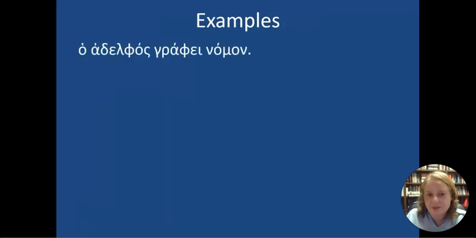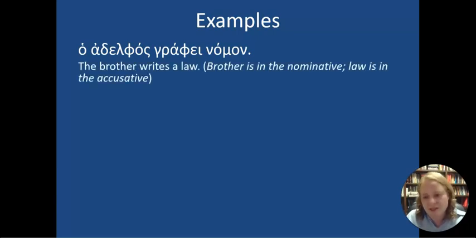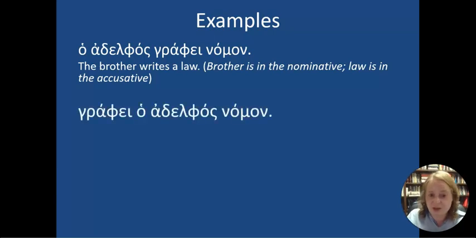Here's the sentence. Ha adelphos graphe namon. I look for my verb. I'm going to find graphe. He, she, or it writes. Who's the person who writes? The brother writes a law. This is the same example that I used in the other video. You can see ha adelphos has to be the subject because it's in the nominative, and it doesn't matter where I put it in the sentence, it's still the nominative, so it's still the subject.